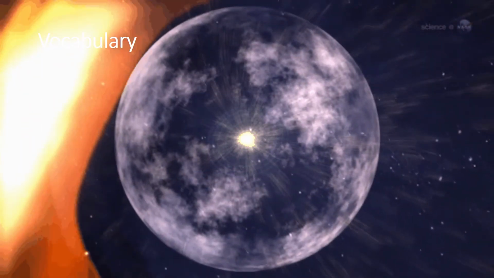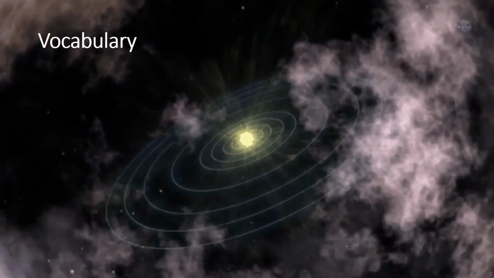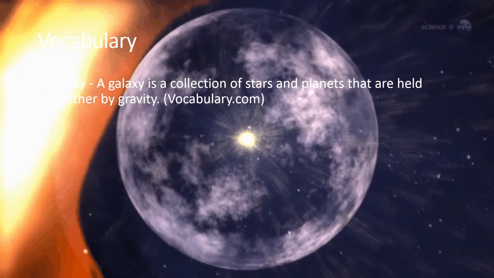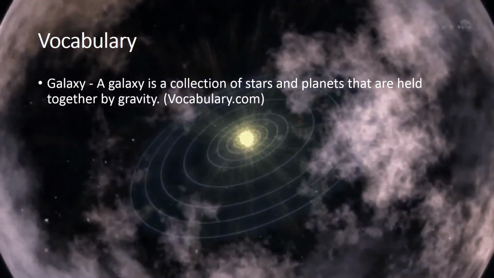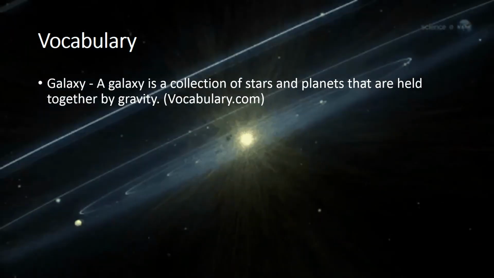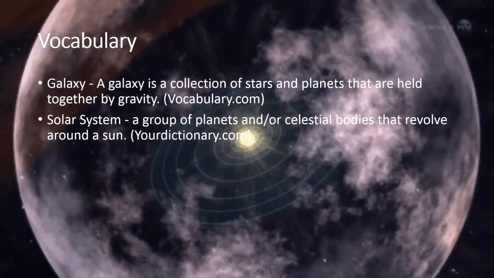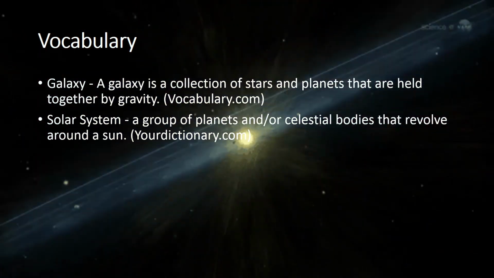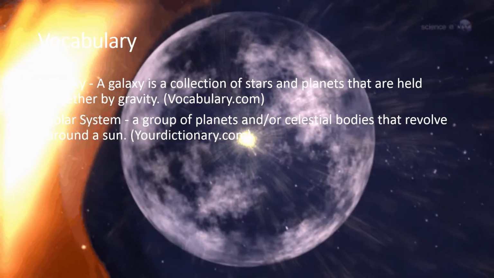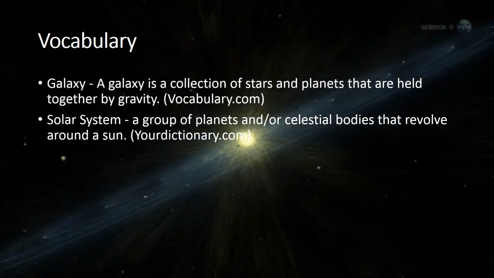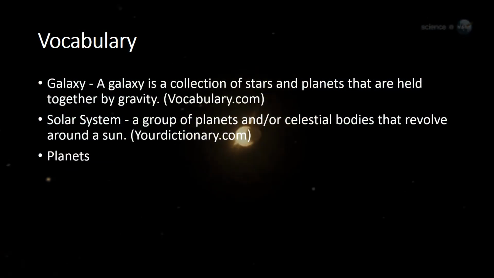So some vocabulary that we're going to talk about. The first term is galaxy. So galaxy is a collection of stars and planets that are held together by gravity. The next vocab term is a solar system. Now, a solar system is a group of celestial bodies that revolve around the sun. Okay, and then we have planets.